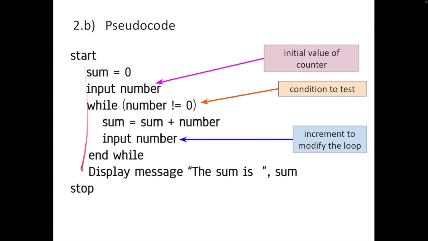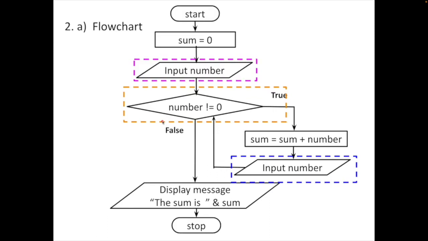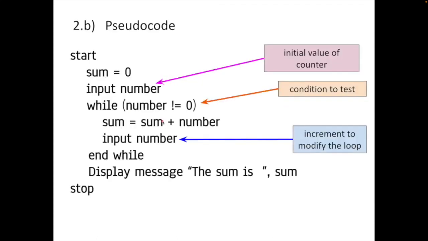So start and stop. And then initialization dia, sum equals to 0. And then input number. This is our initial value of our counter. And then, dalam tu ada kita punya condition, which is number not equals to 0. And the sum equals to sum plus number. And then input number. So basically apa kita buat pseudocode kita ni, salin balik sahaja daripada flowchart. Jadi sangat penting untuk you buat flowchart you dengan betul, barulah pseudocode you automatic akan jadi betul.